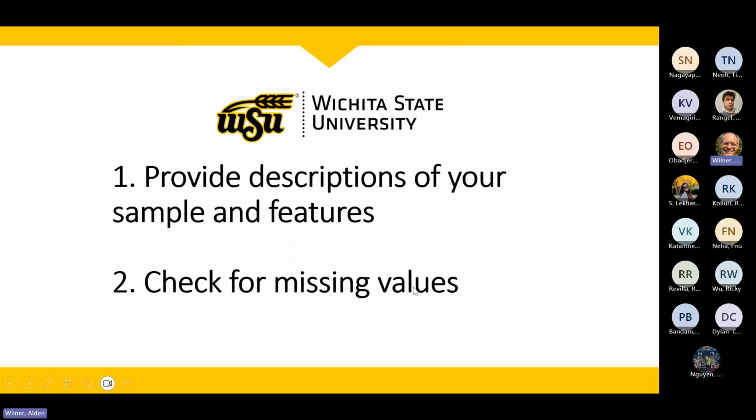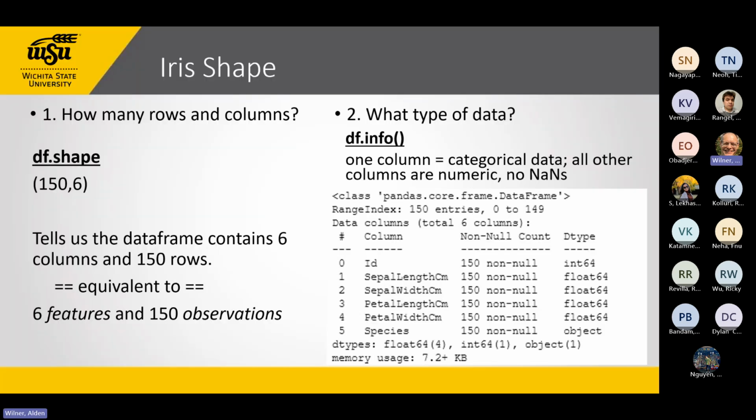Anyhow, we're going to start by doing step 1 and step 2. We're going to provide descriptions of our sample and our features. We're going to check for missing values. So we start with a df.shape. It says we got 6 columns and 150 rows, or 6 features and 150 observations, or 150 samples, of which we measured 6 things at each sample.